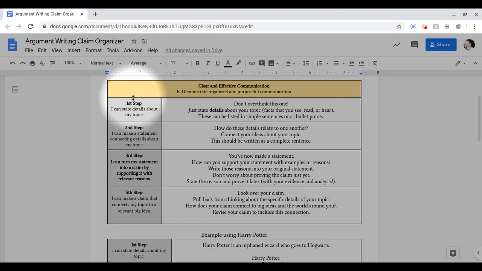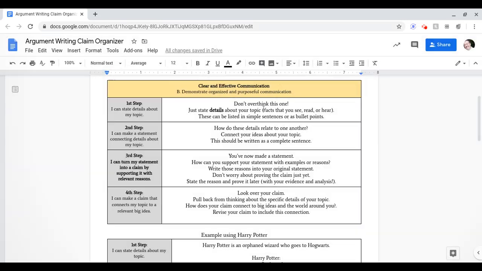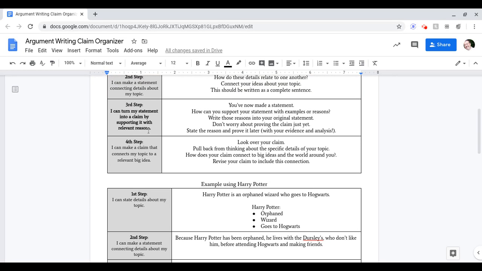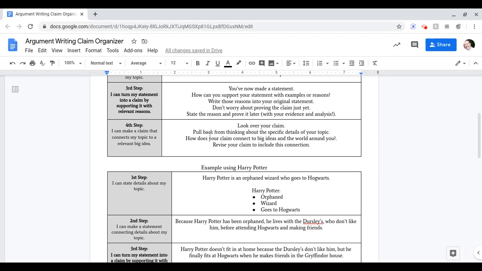Step one asks you to state some details about your topic. You'll notice here it says not to overthink it. Just state details, bulleted, partial sentences. Step two is to take that and build off of it, and it asks you questions to consider. Step three is turning that statement into a claim. And step four is looking at some bigger ideas about your claim as well.